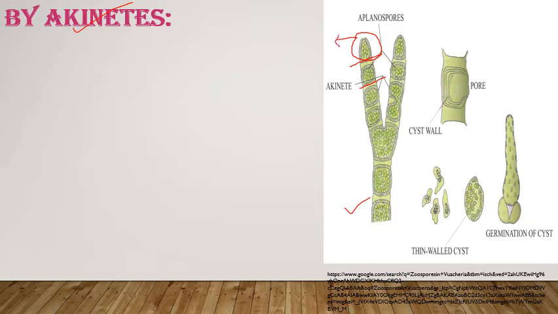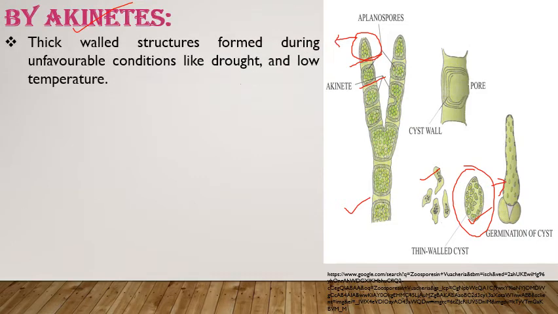और hypnospores के अंदर बनते हैं these thin-walled structures which are known as cyst, and these cysts will give rise to the new vaucheral thalli. So these are the thick-walled structures which are formed during unfavorable conditions like drought and low temperature. Drought is a condition जब रेनफॉल बहुत ज़्यादा टाइम तक नहीं होता है, नेचुरल रेनफॉल, so that leads to dryness in the land or environment. That condition is known as drought.